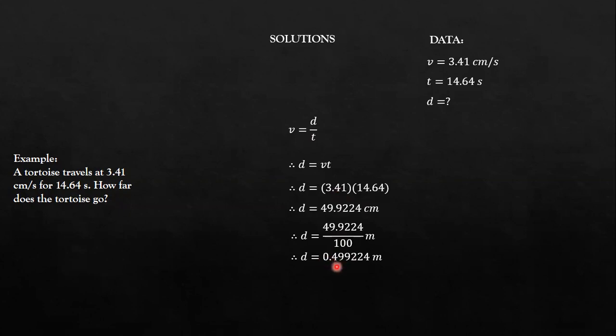This is not a significant figure. We start counting our significant figures from here. We have 1, 2, 3, right? And since this is just 2, it won't affect this 9. We'll write it as it is. So now the final answer correct to 3 significant figures is going to be 0.499 meters, right? So this is the distance in meters which will be covered by the tortoise when it moves at this speed for this time, right?